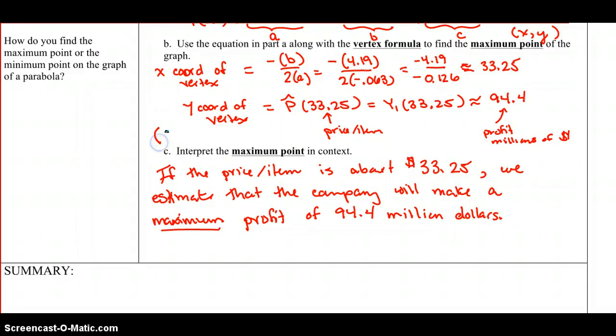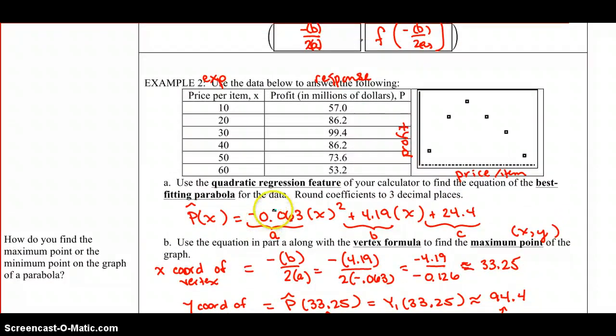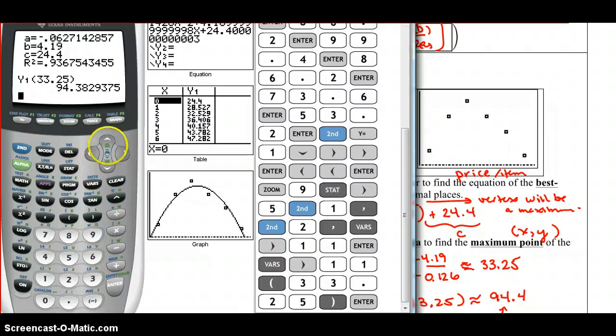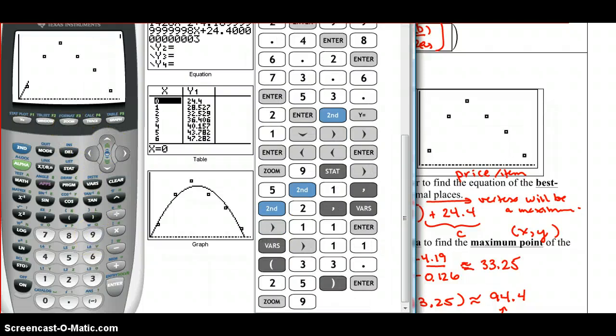Okay, so in part B, not only do we have this ordered pair on the graph, so we could interpret this that when the price is $33.25 per item, profit will be $94.4 million. But this isn't just any point on the curve, this is the vertex. And in this case, we have a parabola that opens down. So here, A is negative, which tells us that the vertex will be a maximum. So if we actually go back to our calculator now and hit zoom 9, you can see both the graph and the parabola, and what we just found is this point right here, that max point at the top of the parabola.